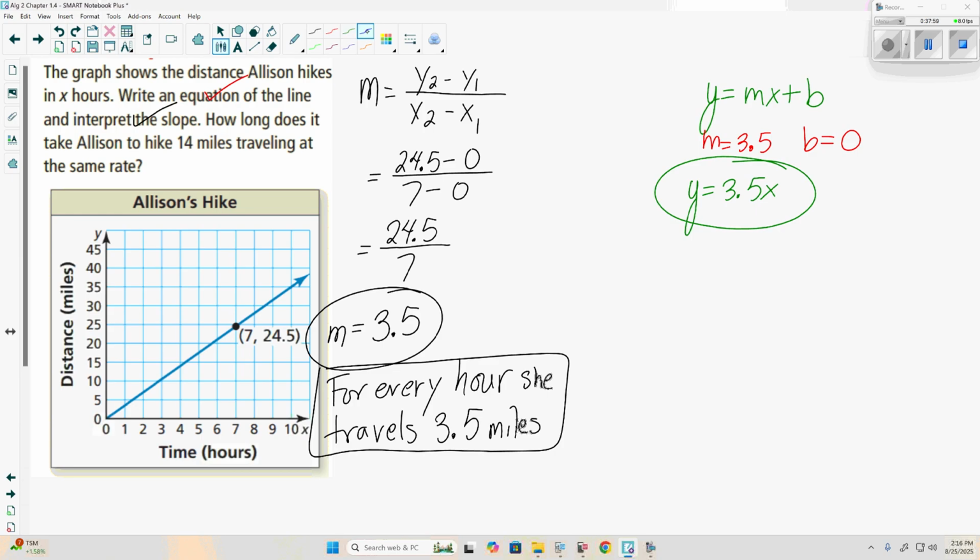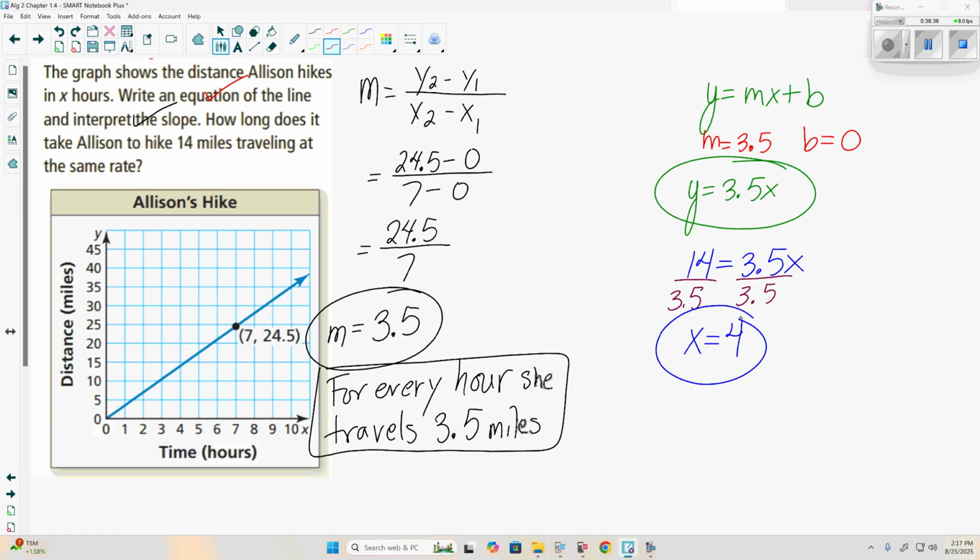Now the last thing we need to do is determine how long it takes her to travel 14 miles. Yes? Anybody have a guess? Almost. We wouldn't replace the y. So we say 14 is equal to 3.5x. Lastly, we would divide by 3.5, telling us x is equal to 4.